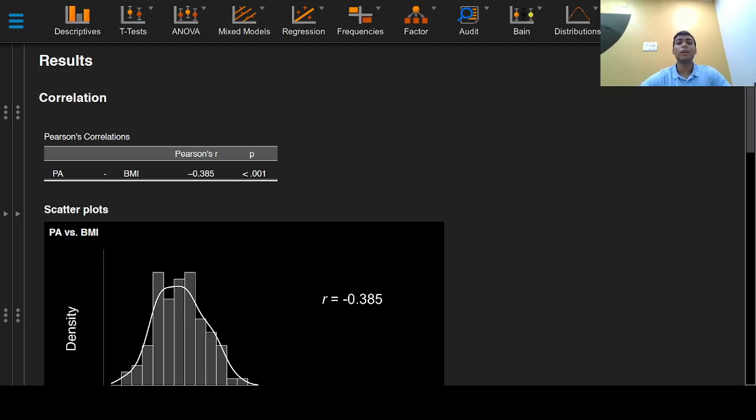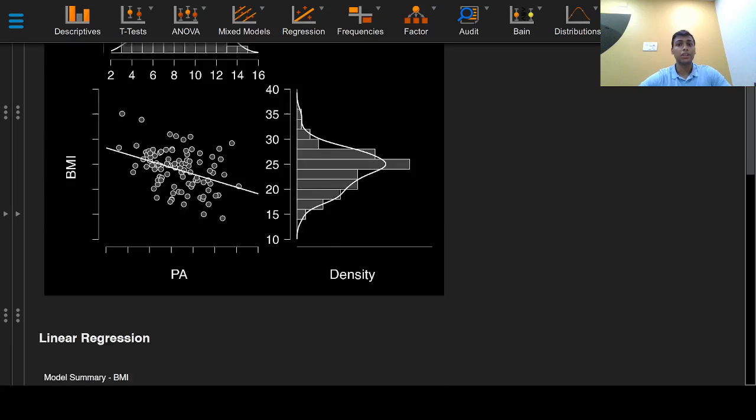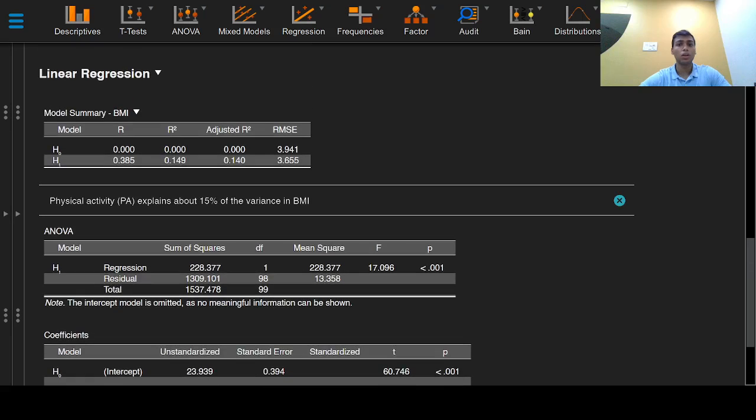To shorten the video, I have done the analysis beforehand, which I have shown in other videos. So correlation only lets you know whether there is an association between two variables, in this case the physical activity and the BMI, whereas regression provides information on cause and effect between an independent and a dependent variable.